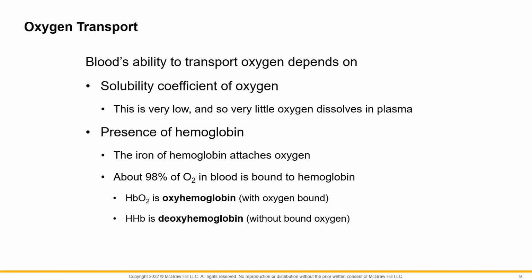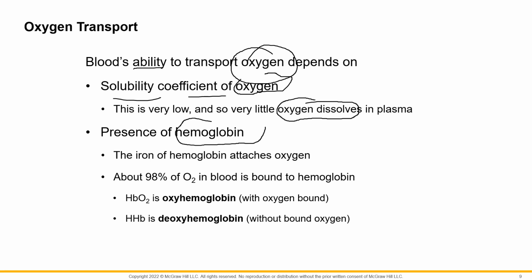So essentially, here is what you need to know. Blood's capacity to transport oxygen depends on its solubility coefficient. Now, oxygen has a decent partial pressure, but has a very low solubility coefficient, which is why oxygen cannot dissolve and cannot be transported as gas in plasma. The bulk of oxygen has to be transported using a transport protein, which in this case is hemoglobin. About 98% of oxygen that goes to our tissues is carried via hemoglobin.